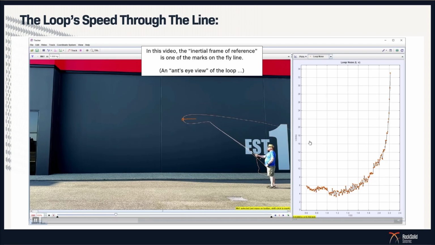That's just the speed that loop or that wave is traveling through the string towards the ant here. So as I add tension, that wave travels relative to the fly line much, much faster.